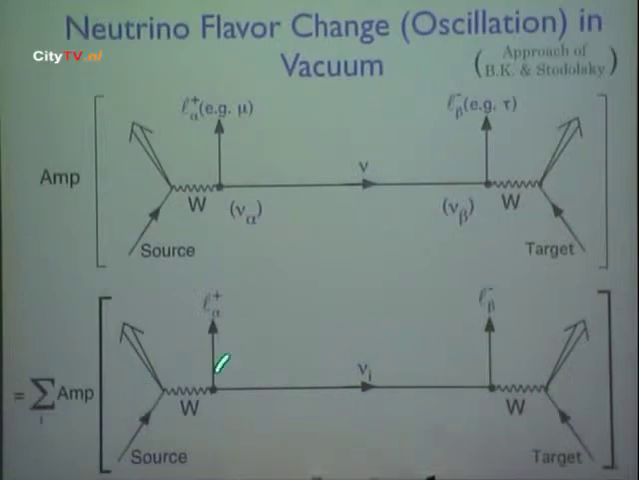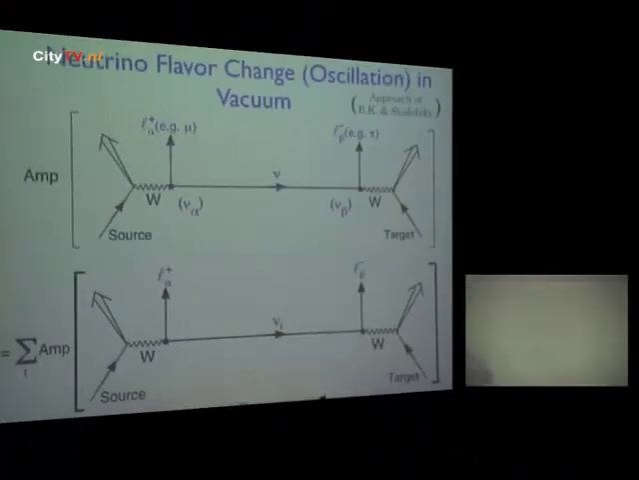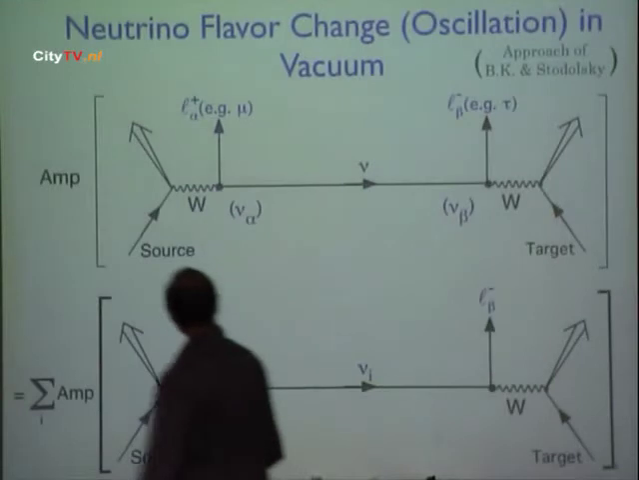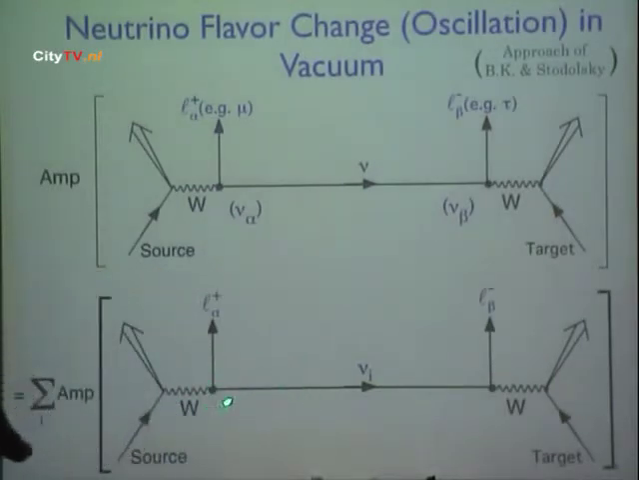Now, the contribution of a particular mass eigenstate nu I has several factors. First of all, there is the probability amplitude that the neutrino made with L alpha was in particular the mass eigenstate nu I.